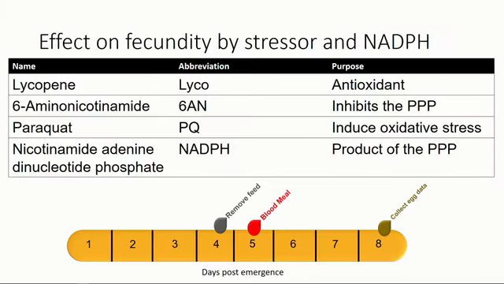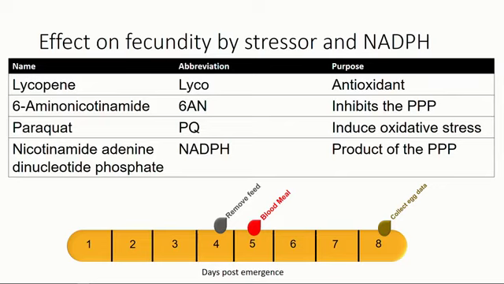So in order to probe this, we did some feeding experiments. We fed either lycopene, which is our antioxidant control, so this should be able to mitigate oxidative damage by us adding it to the system. The second is 6-aminonicotinamide, which is an inhibitor of the pentose phosphate pathway, as well as other NADPH production pathways. So that's why we're hesitant to say that the pentose phosphate pathway is the sole pathway for NADPH production within the mosquitoes, but we are designing experiments that will help us piece this apart.